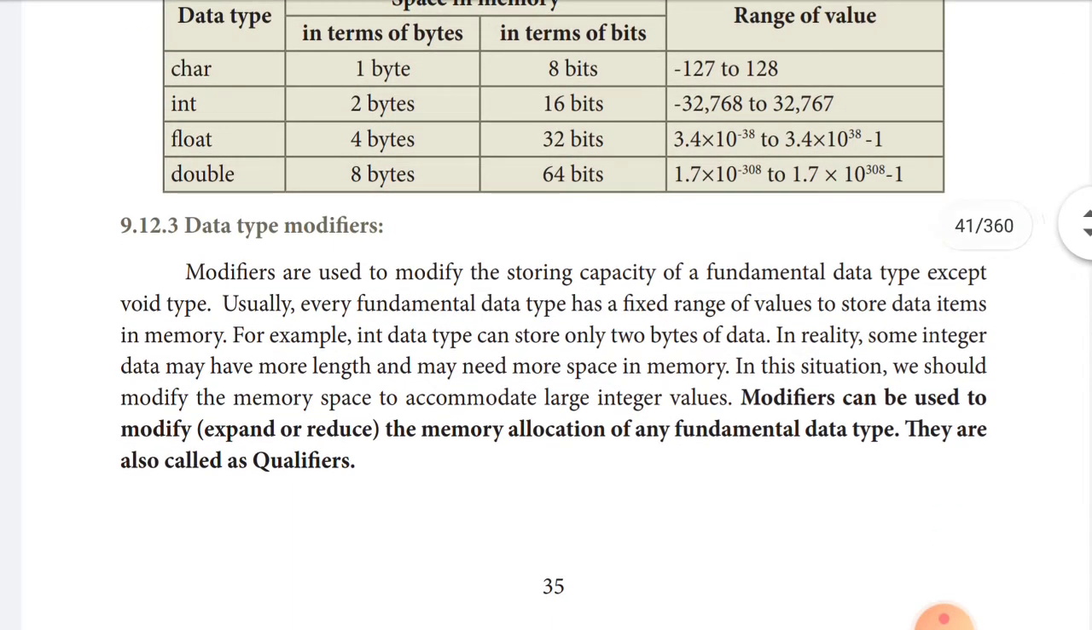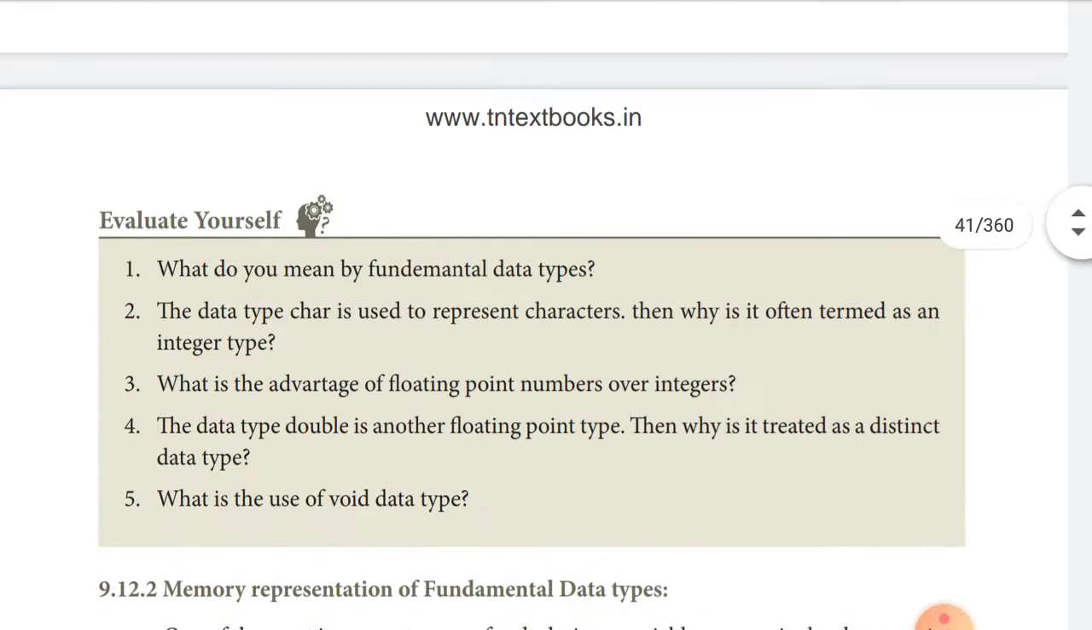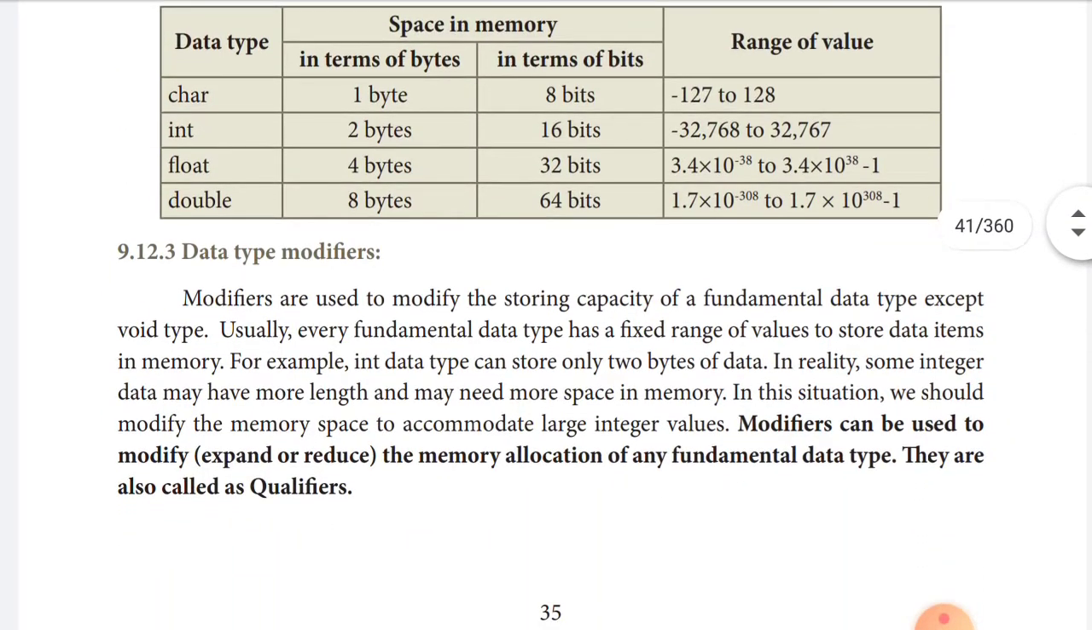So what is a data type modifier? A modifier is used to modify the storage capacity of the fundamental data types, except void. I already explained that void means empty space. Every fundamental data type has a fixed range of values to store a data item in memory. The integer data type can store only 2 bytes. Some integer data may be longer, so they need more memory space. In this situation we should modify the memory space to accommodate a large integer value. So a modifier can be used to modify the memory allocation of any fundamental data type.